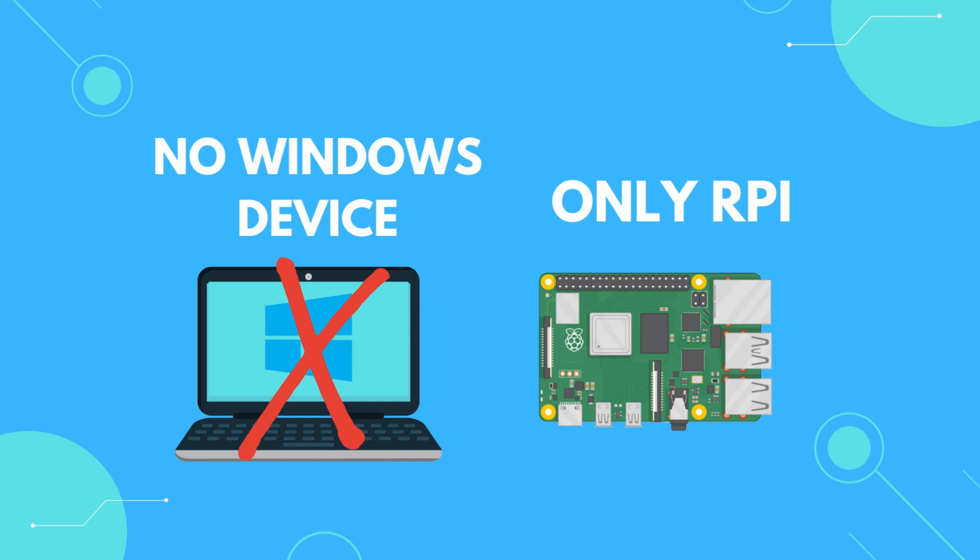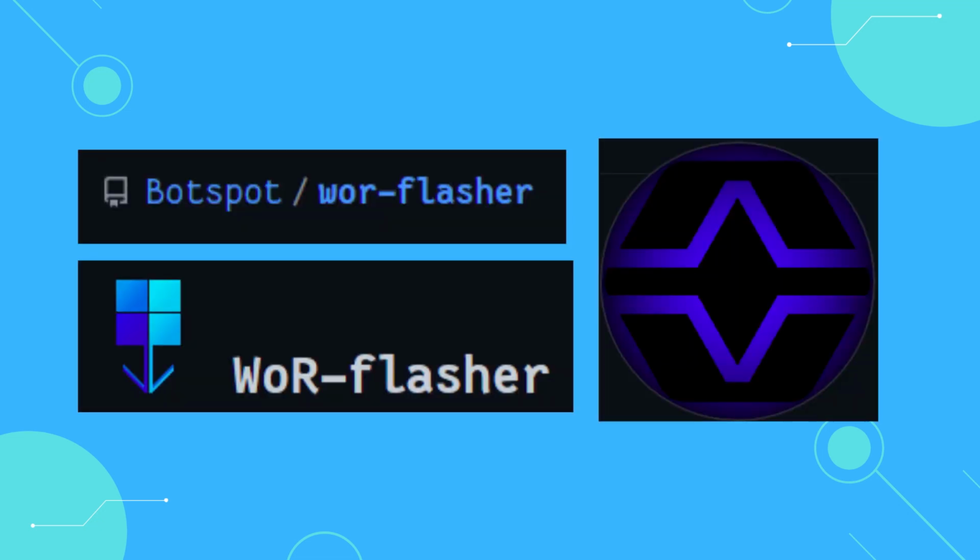To do this, we're making use of a tool called WoR Flasher. It is made by the same person who created Pi-Apps, Botspot. This script downloads everything you need and runs all the commands that you need to run while installing Windows on your Raspberry Pi when using a Linux system.